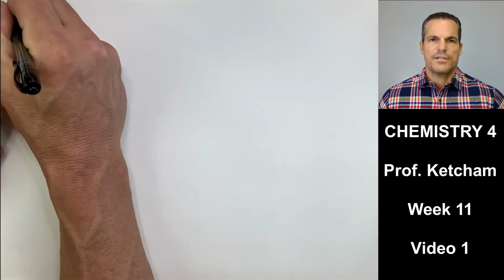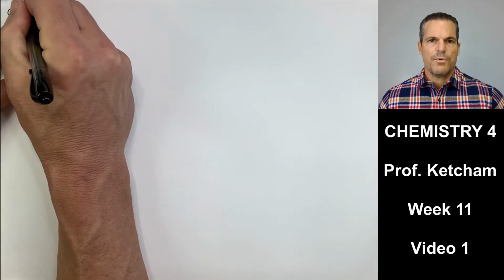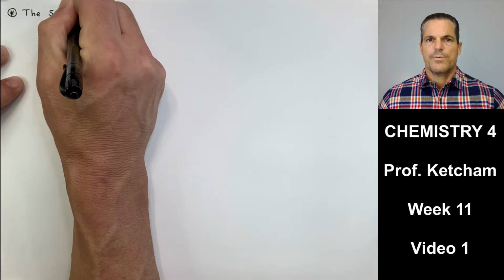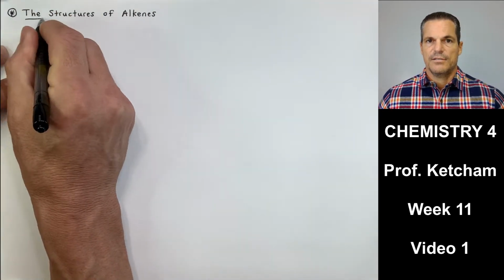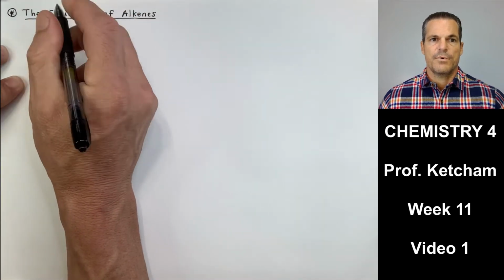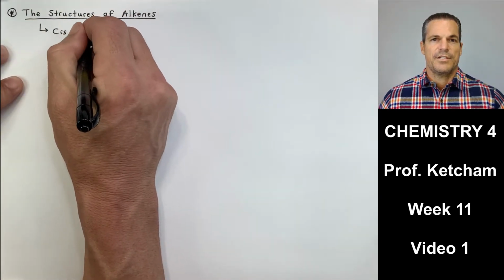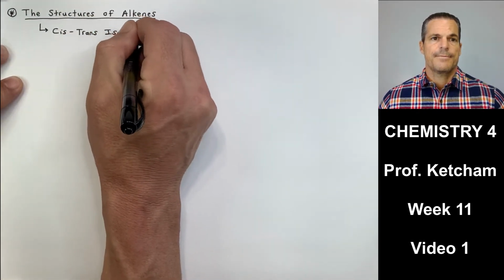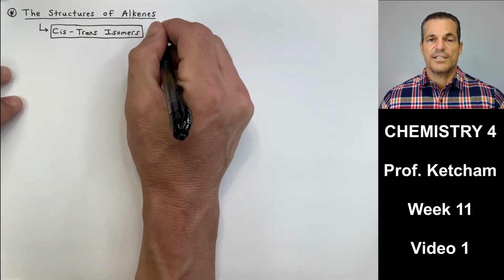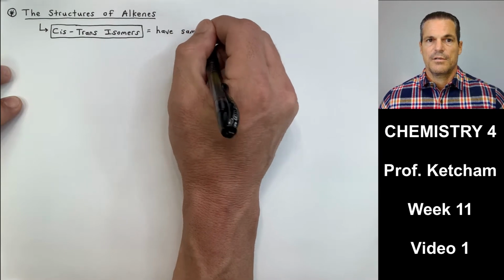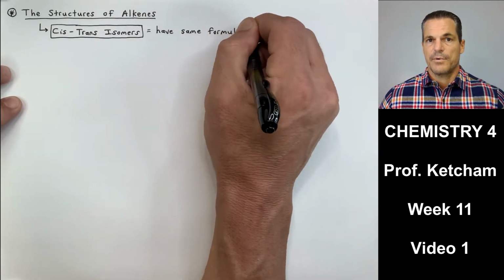Hi guys, so this is week 11, video number 1, and last week we had 3 videos on alkanes and alkenes and also an introduction to OChem, organic chemistry. We're going to continue our discussion with alkenes today, and the focus of the first page of our notes is cis-trans isomerism.